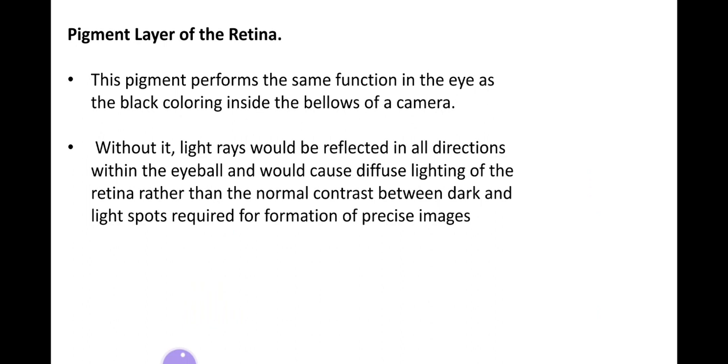The pigment layer of the retina functions the same as the black lining of the bellows of the camera. Without it, light rays would be reflected in all directions within the eyeball, and it would cause diffuse lightening of the retina rather than the normal contrast between the dark and the light spots that is required for the formation of a precise image.